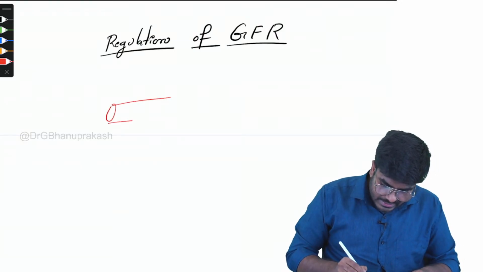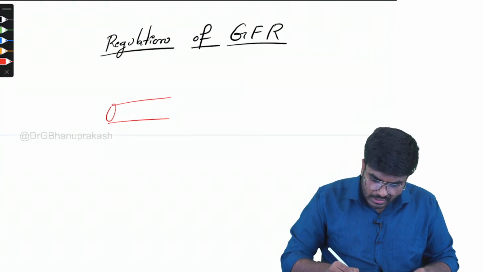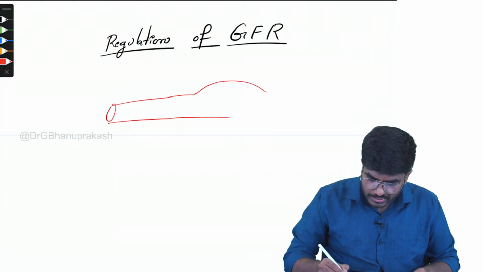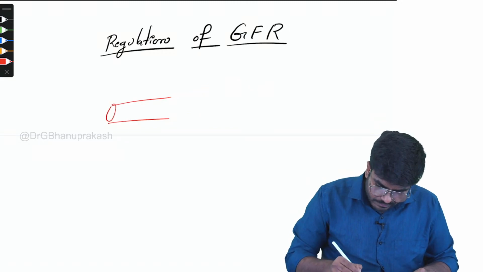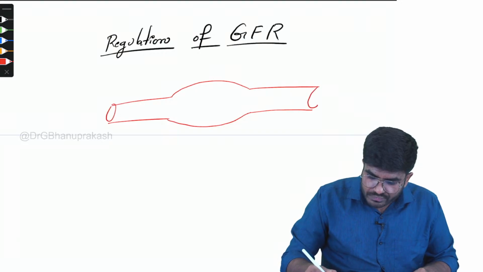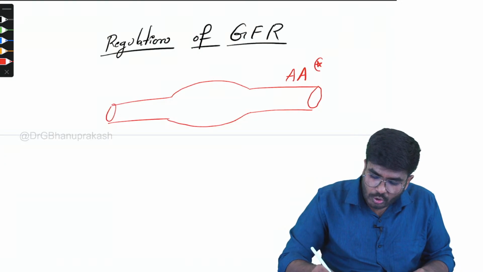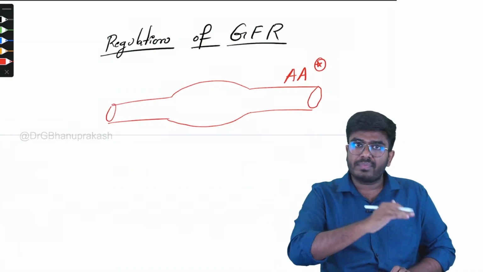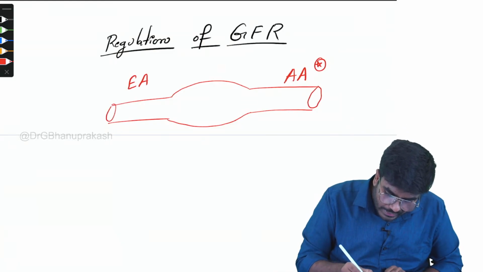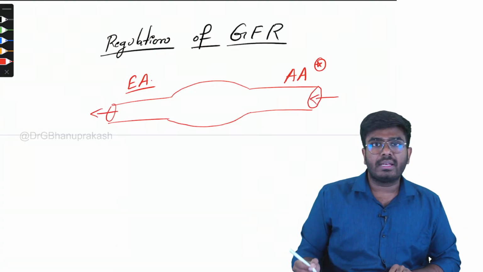Now, let's see here, guys. This is the afferent arteriole. Let me first draw. Right now I am showing the afferent arteriole from this side. This is the afferent arteriole, please make a note. Here is the efferent arteriole. Blood is coming like this and blood is leaving like this.